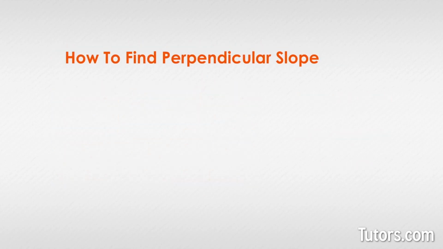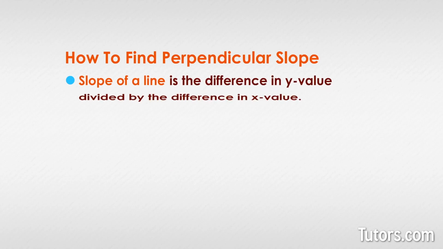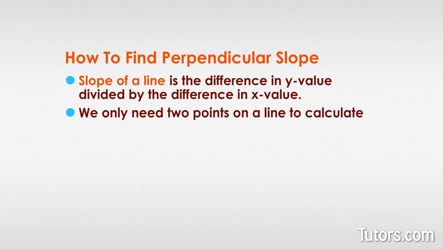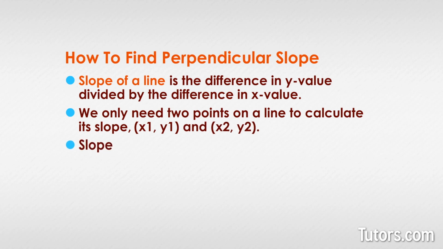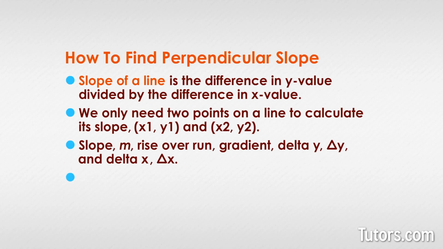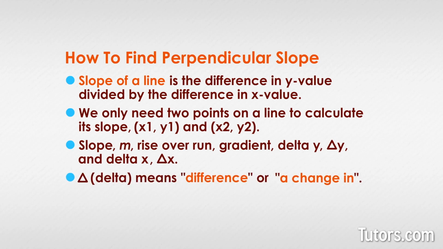So how do you find perpendicular slope? Since we know that the slope of a line is the difference in y value divided by the difference in x value, we only need 2 points on a line to calculate its slope. The first point will have coordinates x1, y1, and the second point will have coordinates x2, y2. You can call the slope many things like m, rise over run, gradient, or delta y and delta x. Delta means difference or a change in. Today we will use the italic m for slope in our examples.